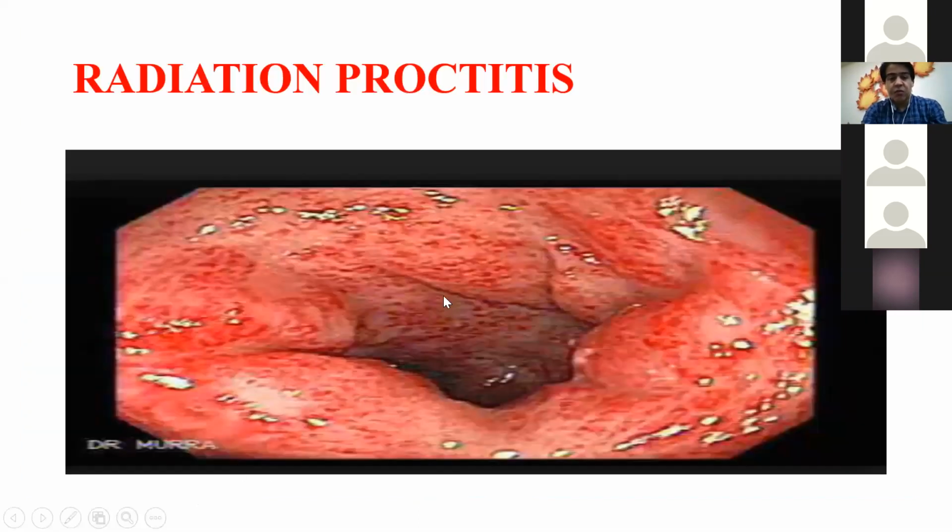This is the endoscopic view of radiation proctitis. Radiation proctitis is a special form of lower GI bleed, in which patients usually have a previous history of abdominopelvic radiation therapy for prostatic tumor, or for ovarian tumor in the case of females. So they may present with acute radiation proctitis or chronic radiation proctitis. This condition is well treated by using argon plasma coagulation.